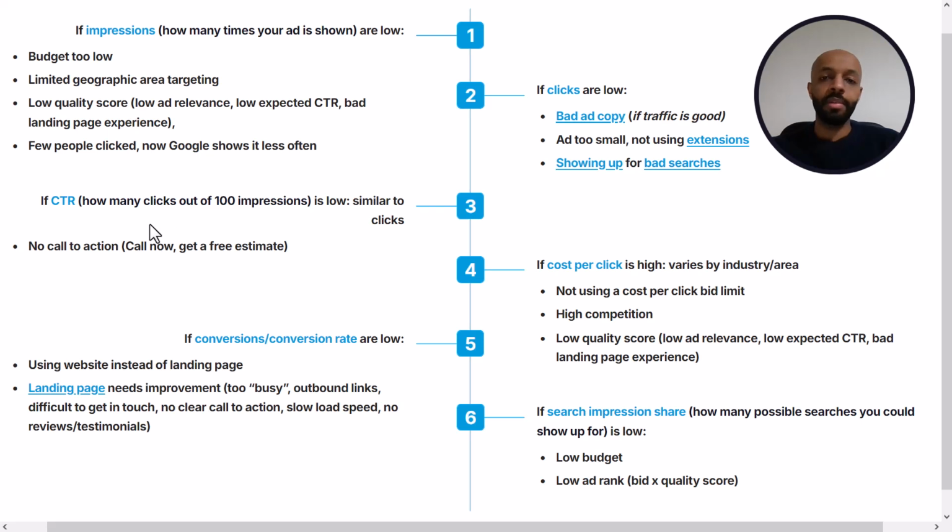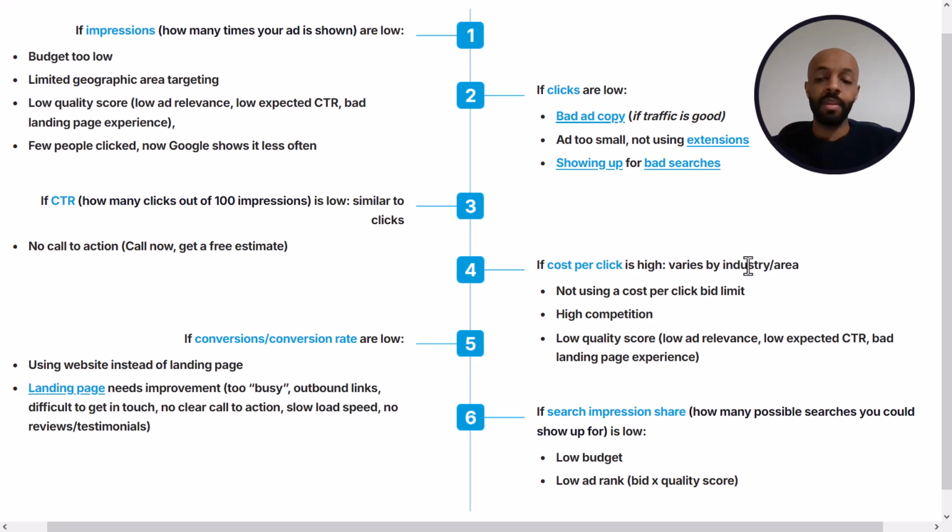It's very similar to clicks. So maybe you have no call to action. You're not saying anything on the ad about what you want people to do or what they get. So call now, get a free estimate. We're open, immediate calendar openings, something like that. But you need to have a call to action that tells people what to do. Call now, get a free estimate, book now, things like that. So you want to work that into your ad copy, like I said, the words that are actually in the ad.